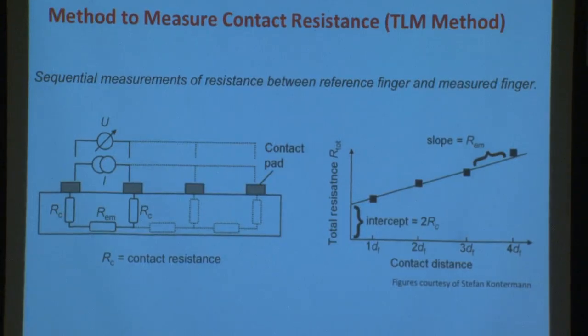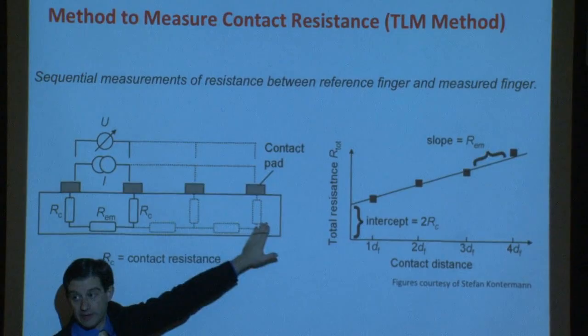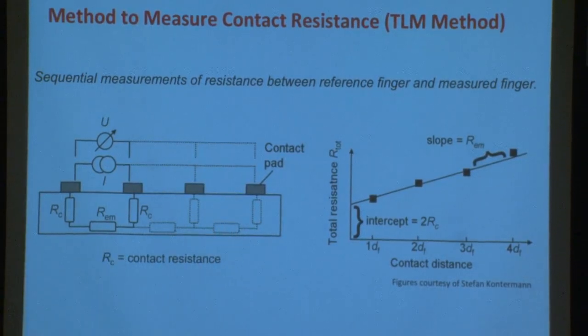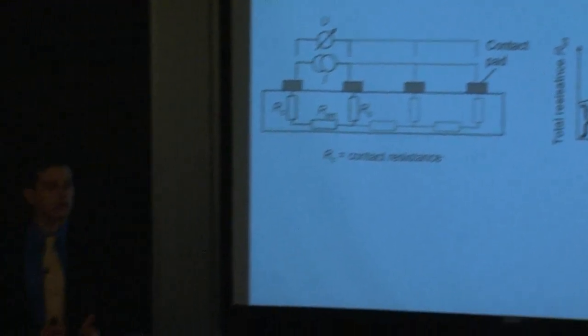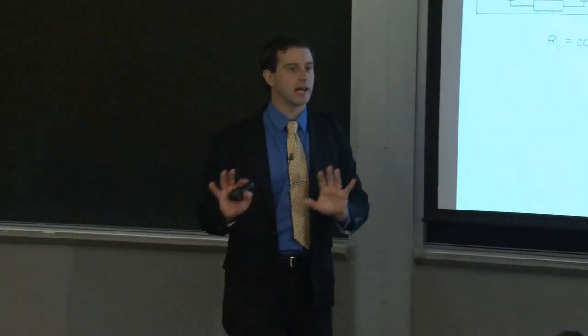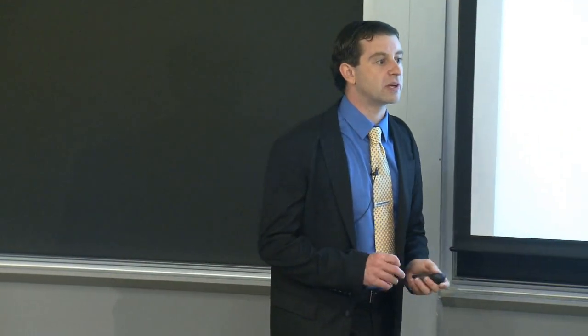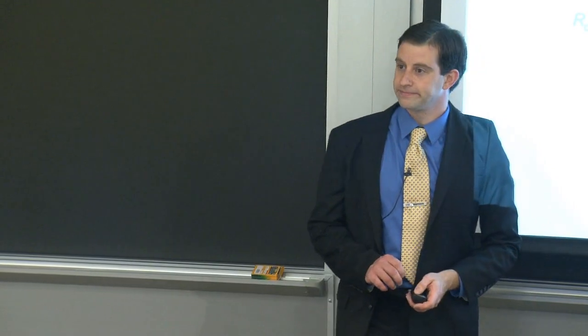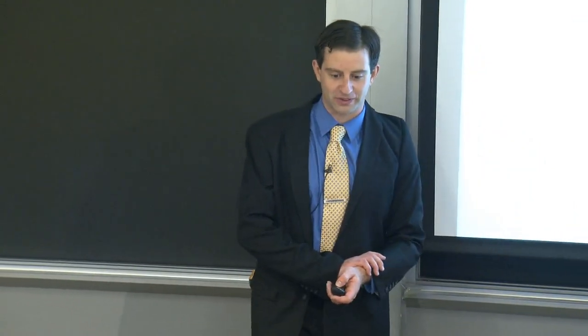You could either perform it linearly in this fashion right here, or using a circular, essentially an array of concentric circles. And the latter method is typically preferred, especially in thin film devices. So this is how you measure the contact resistance.